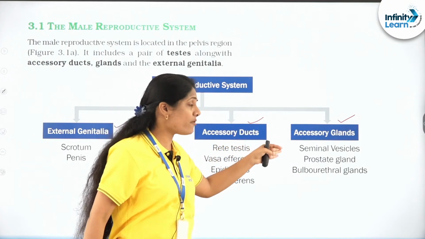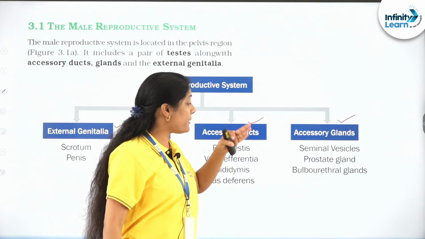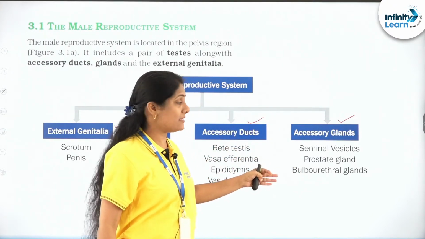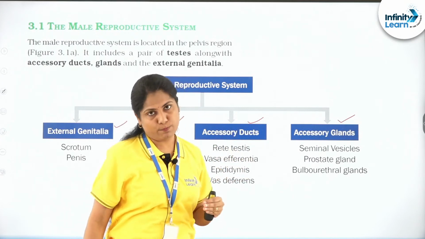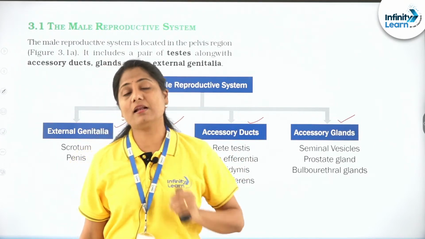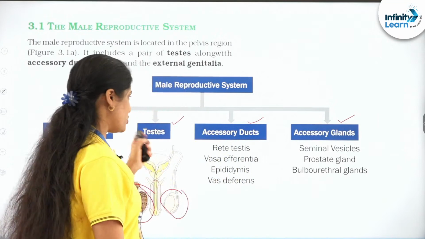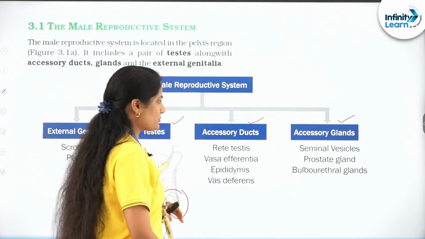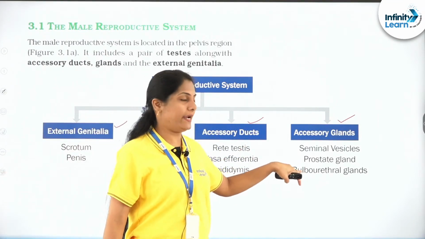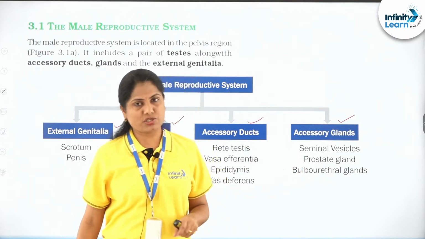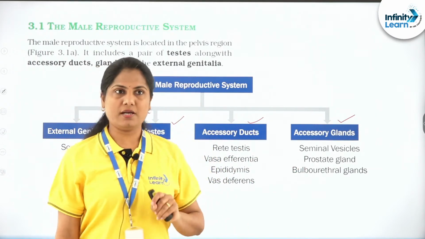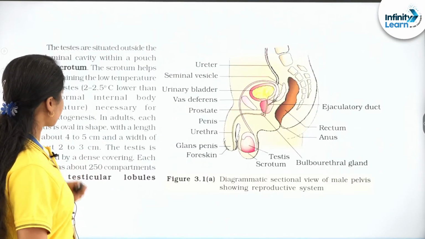There are a pair of seminal vesicles, there are a pair of bulbourethral glands, and there is a singular prostate gland. The single prostate gland. There's a question asked about that as well. Which of them will be unpaired? It is the prostate gland which is not paired. It's a singular structure, right?